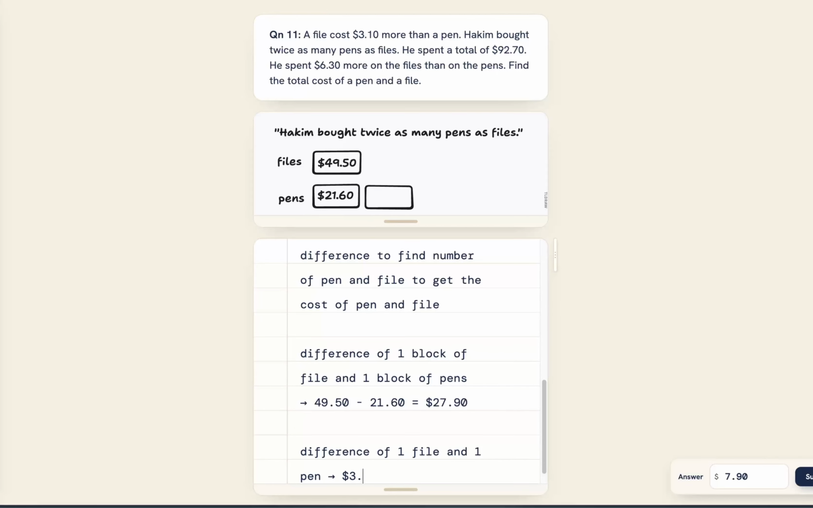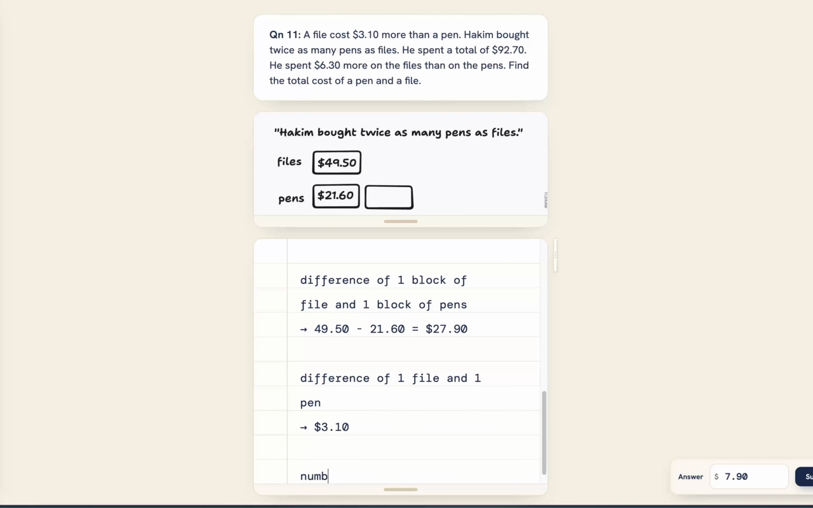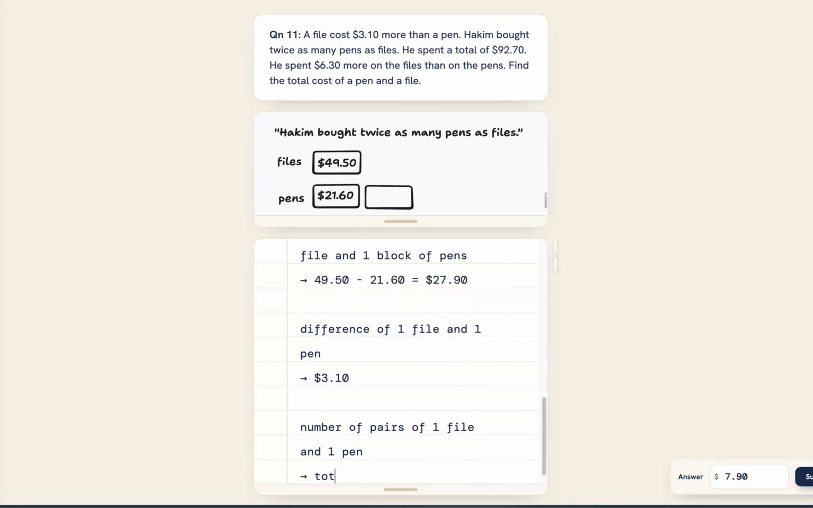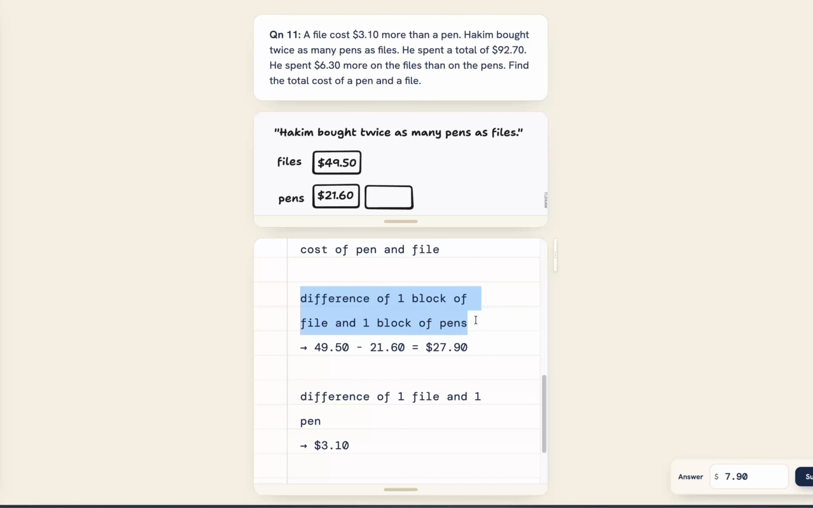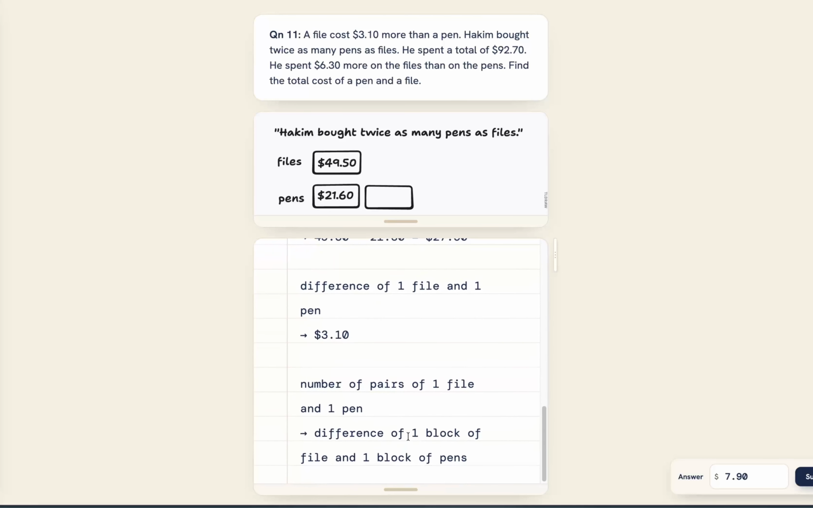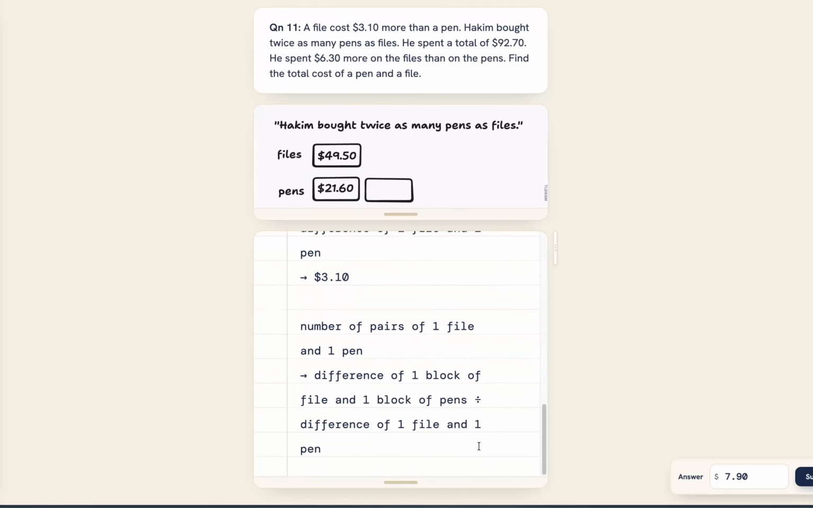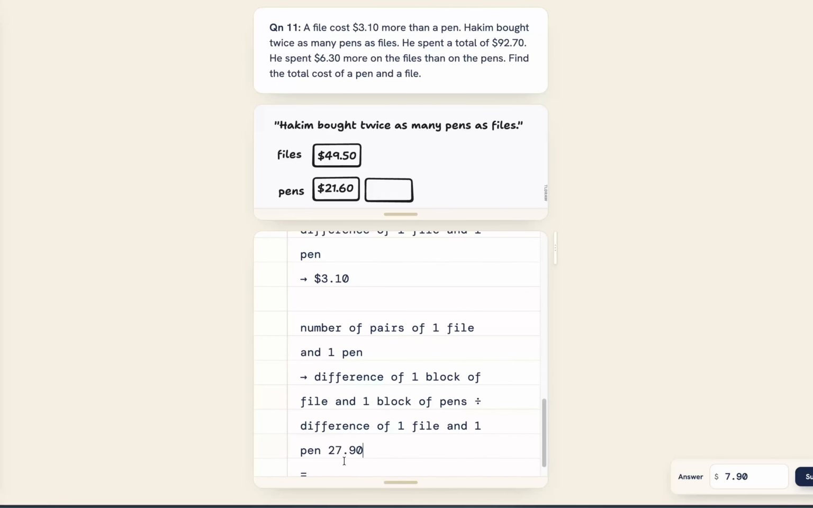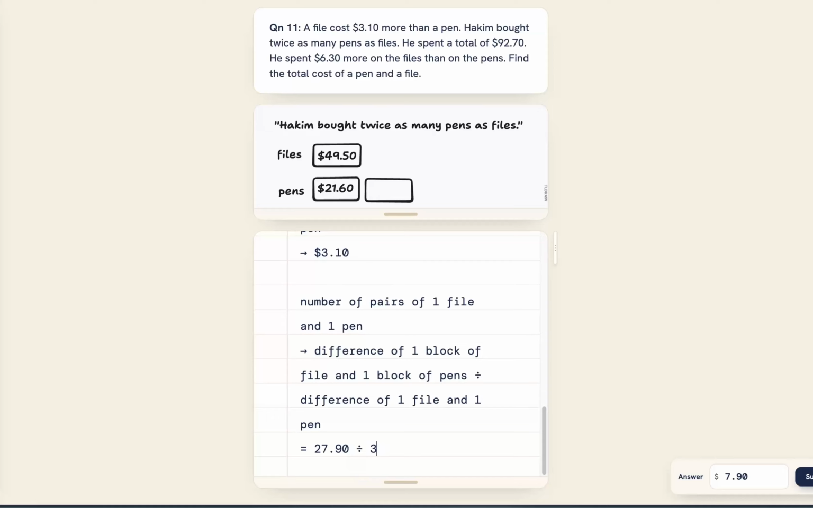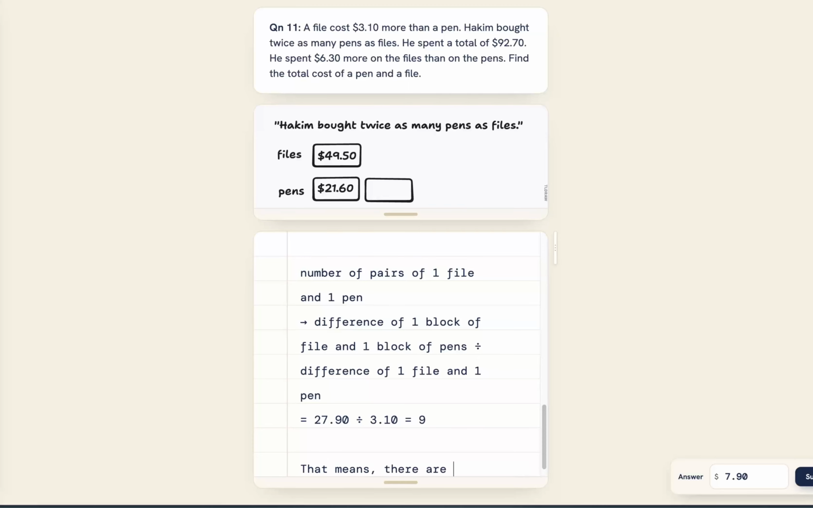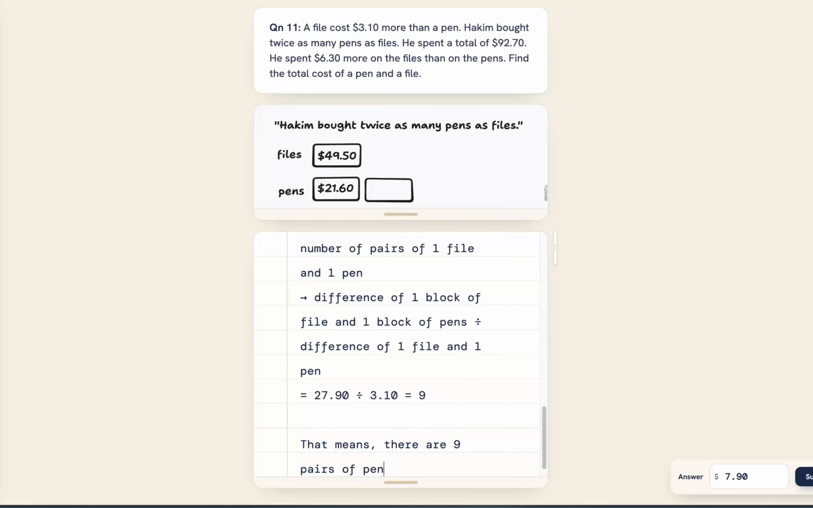We know the difference of one file and one pen is equal to $3.10. So the number of pairs of one file and one pen is equal to the total difference, or essentially the difference of one block of pen and one block of file, divided by the difference of one file and one pen. In essence, it's basically 27.90 divided by 3.10. This will give us 9. That means there are 9 pairs of pen and file.